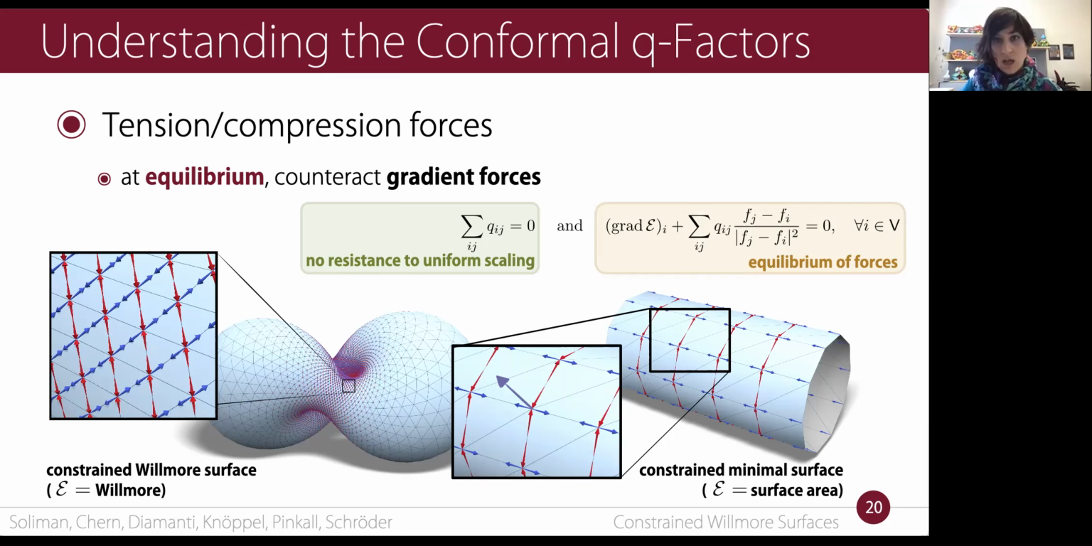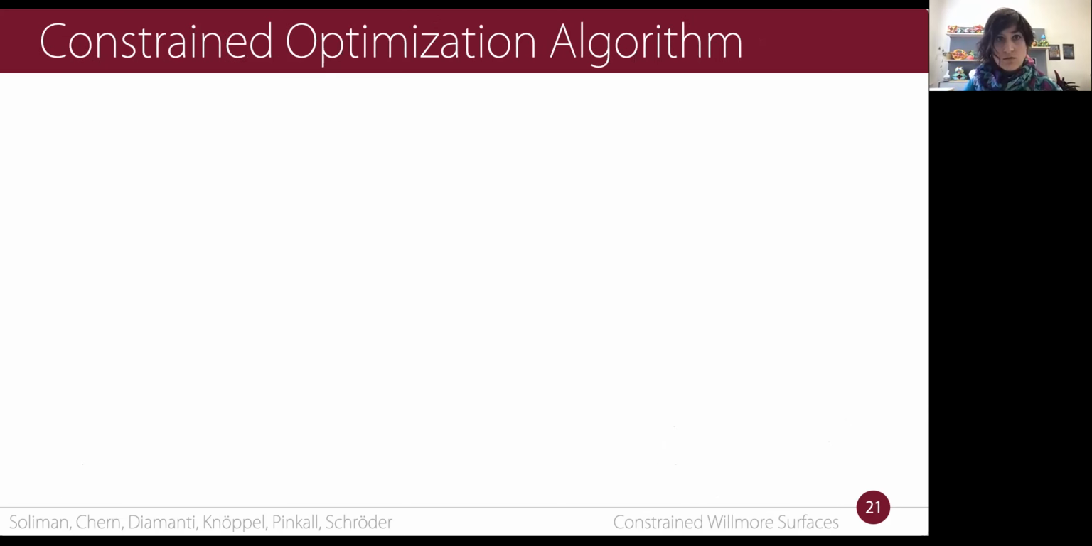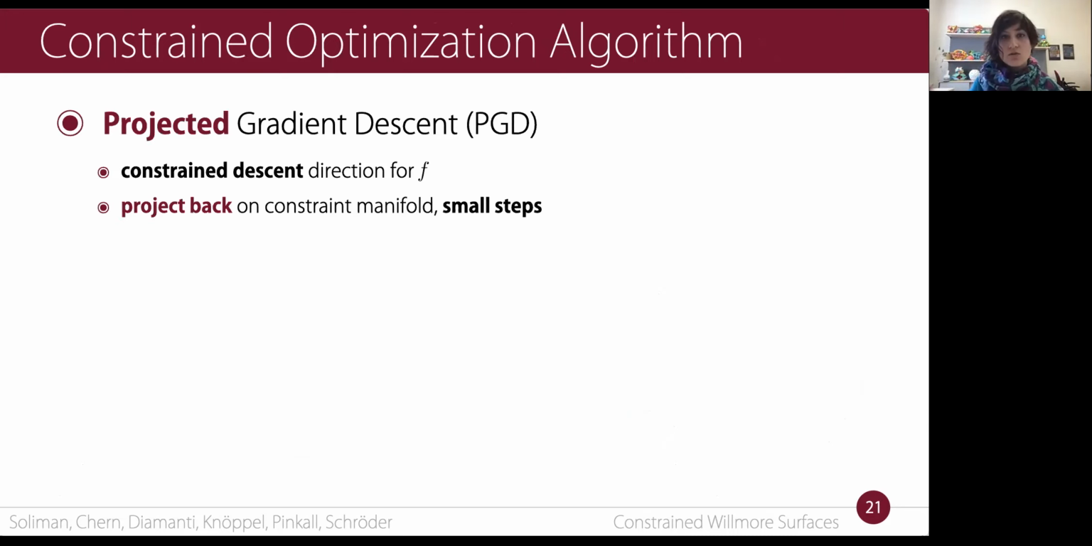So for that we need an algorithm. We need to come up with a way to solve this constraint optimization problem. Perhaps the standard thing to do would be something like projected gradient descent. So what would happen here is we start from a given immersion, and then we look for an update direction for the vertex positions that would reduce the energy while also satisfying the constraints.